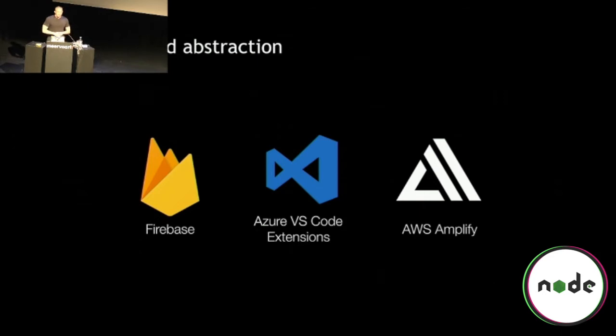Next, we'll look at the developer experience-based abstractions, and these are my favorite ones right now, mainly because I work on the Amplify team. But I'm also going to show you Azure VS Code extensions, and we're going to demo that because I think that's a really cool implementation. So right now, the three main ones that I see are Firebase, Azure VS Code extensions, and Amplify, because these are again coming directly from the service providers.